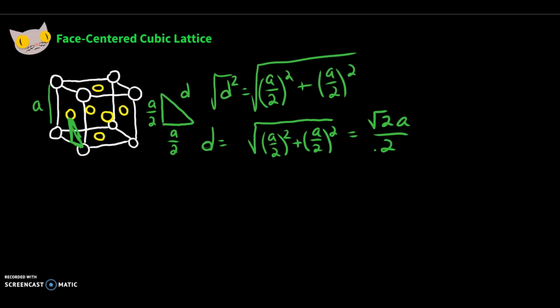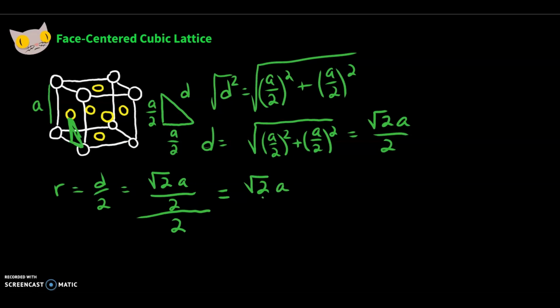To get the radius of the atom, the radius is just going to be D over 2. So square root 2 times A over 2 all over 2. And that's going to give us square root 2 times A over 4. And this is going to be the radius of the atom.